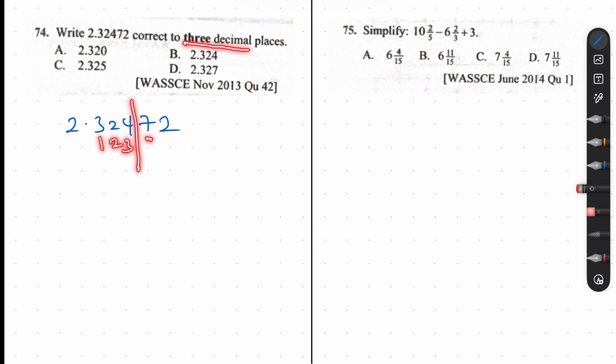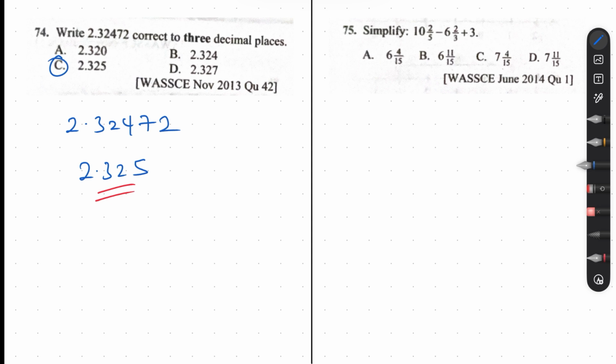Is it more than 5? If it's more than 5, we round it. Okay, so we round it. Here it's more than 5, so we round it. So here becomes what? 5. So we have 2.325 because we are rounding this up to get 5. Okay, so that is our answer, 2.325, which is C. Okay, cool.